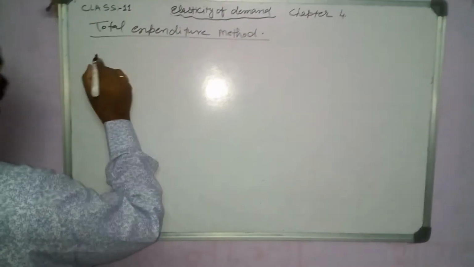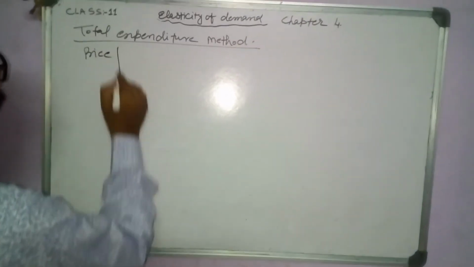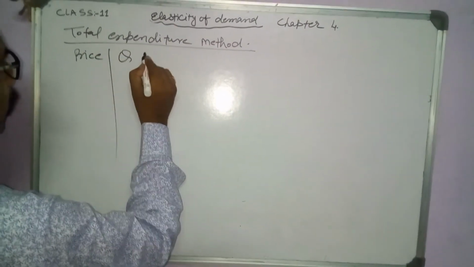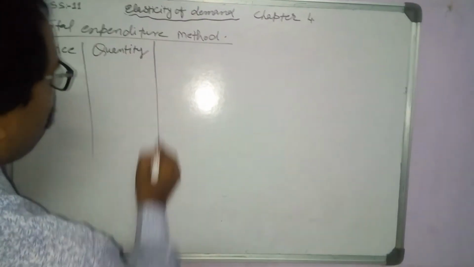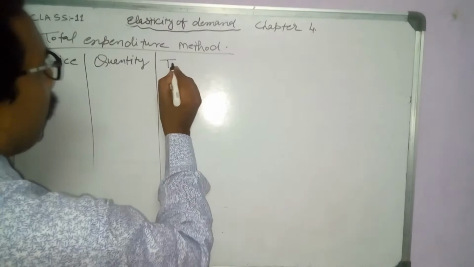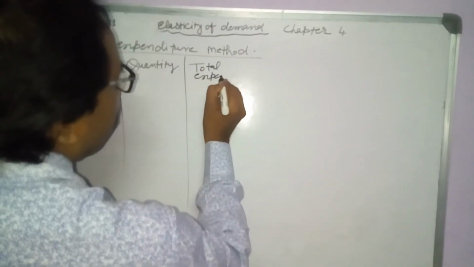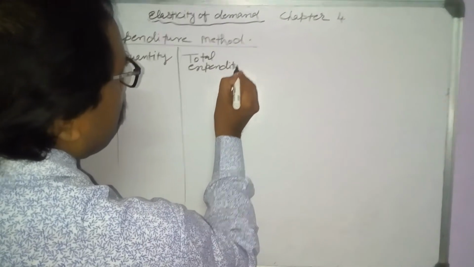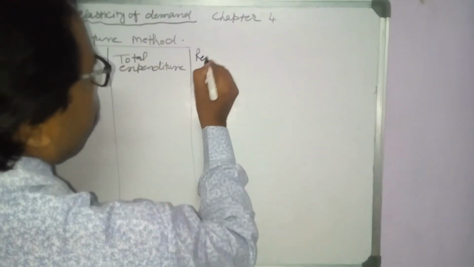In the first column, the price. In the second column, the quantity. In the third column, the total expenditure. And here, the remarks.